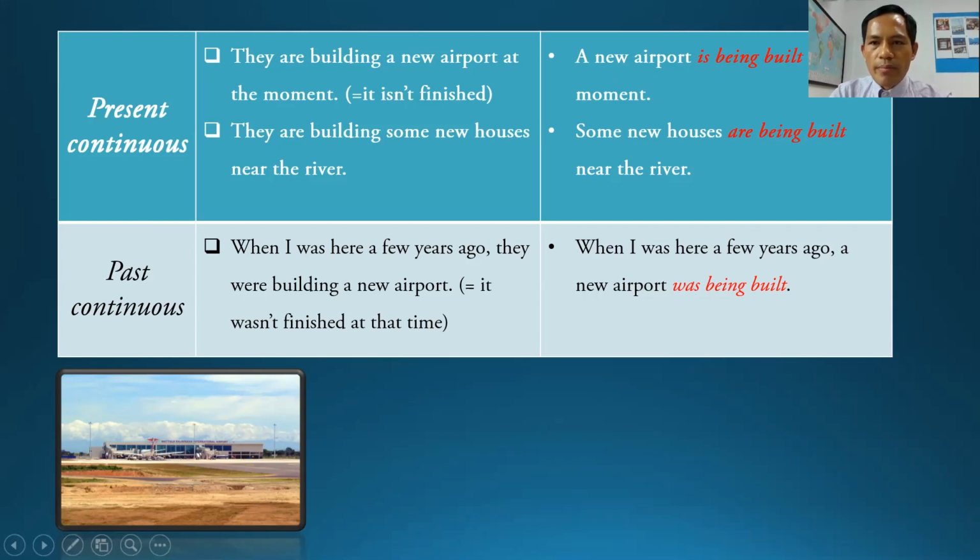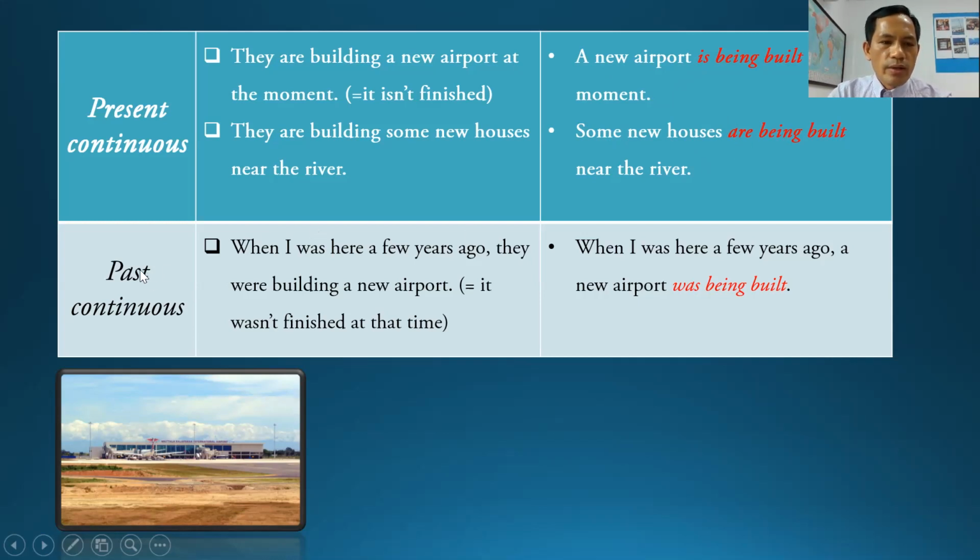A new airport is being built at the moment. We use is because a new airport is only one. We use being here because the verb here is ing form. So we change into being. And then we use verb 3 form built because the verb is built. Is being built at the moment. Second one is some new houses are being built near the river. We use here some new houses because houses, plural, we use are being built. The same here, right? A new airport, singular, is. But some new houses, plural, are.